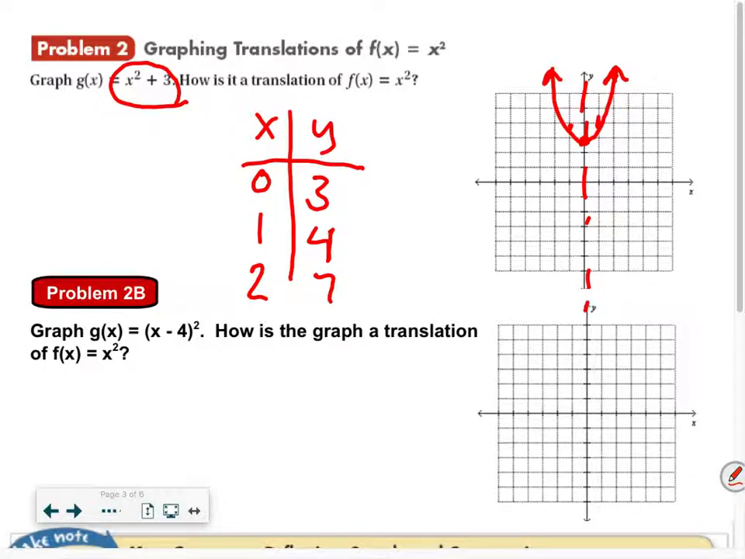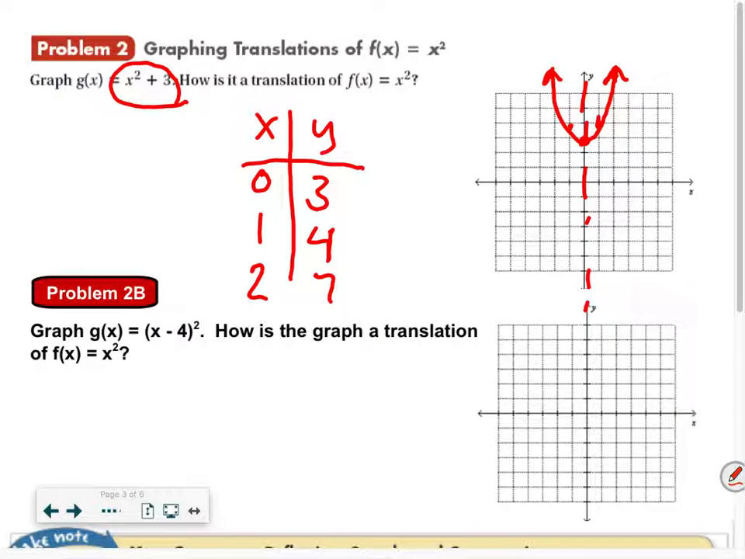I think she got her second point because it's up one, over one. If you plug in 1 to x squared plus 3, what do you get? 1 times 1 plus 3. And then you just go over one, up four, and plot the point.